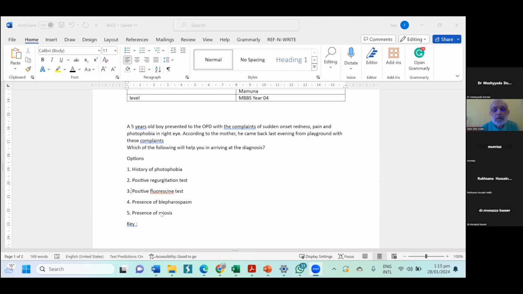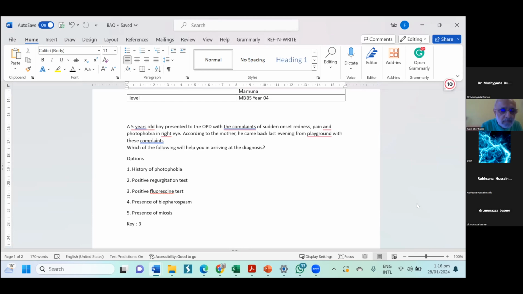So okay, what's the key? The key is positive fluorescein test. Comments from the participants, please. May I know which other options are correct? This is a scenario of keratitis, without actually asking them for the diagnosis, please.